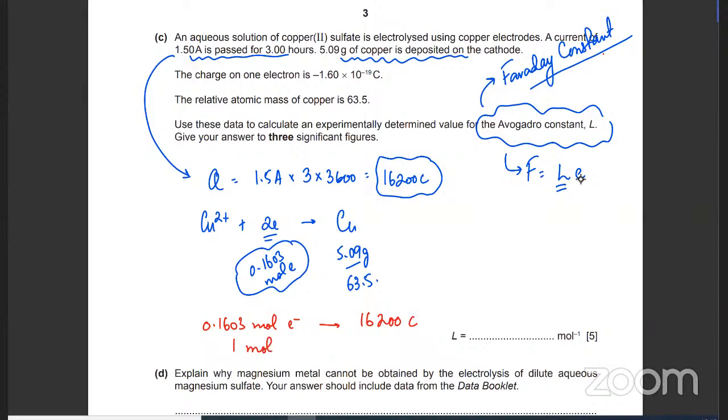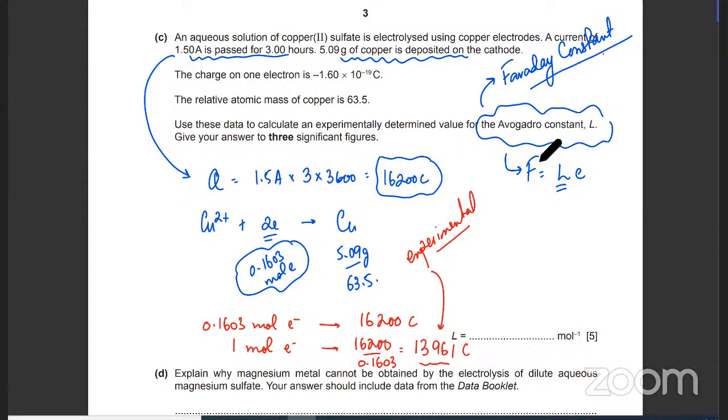What's the charge on 1 mole of electrons according to my experiment? If you use ratios, that's going to come out to be 16,200 divided by 0.1603. So what do we get for this? 13,961. Yes. That's really far away from 96,500 coulombs, but that is my experimental value. I'm not sure if that is the correct one because it looks really off, but let's assume that that is what you're getting.